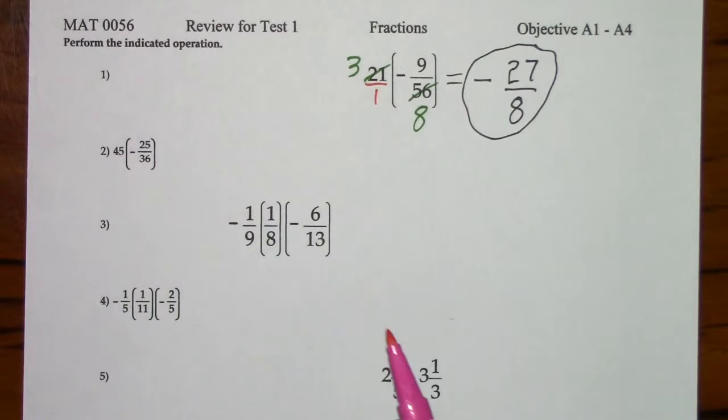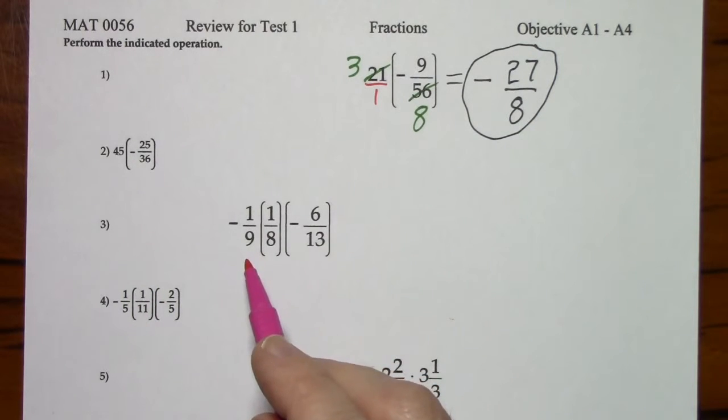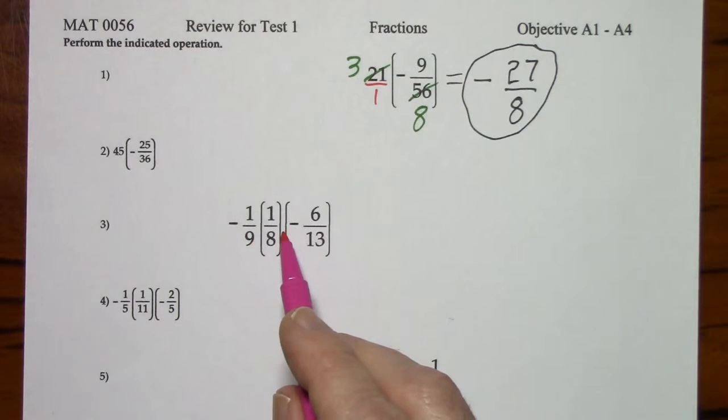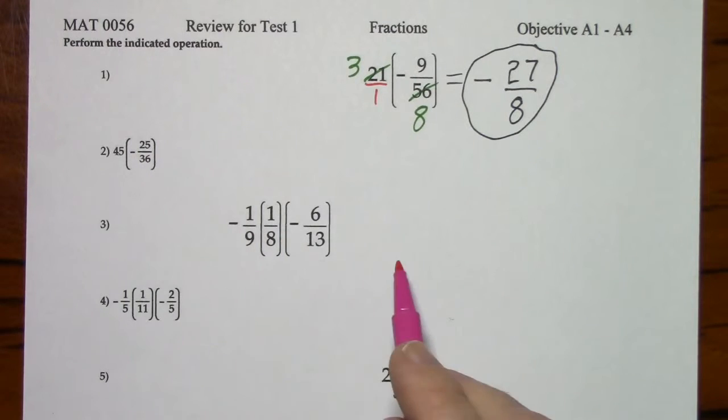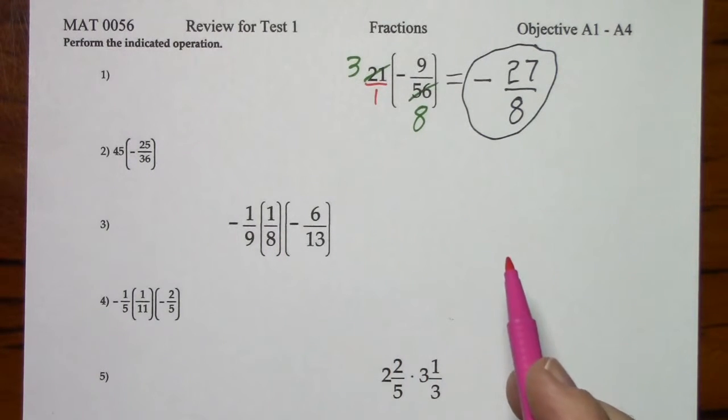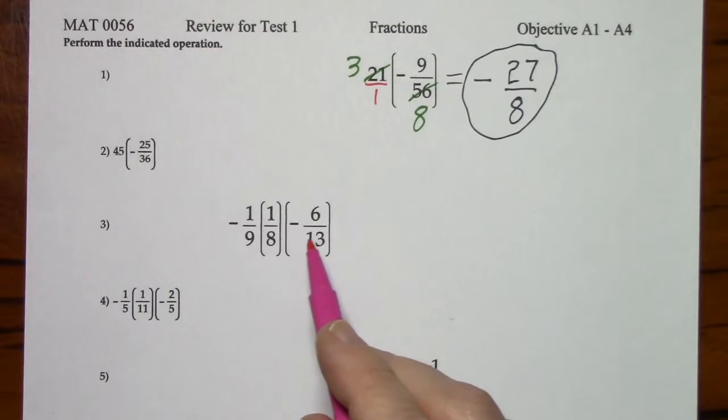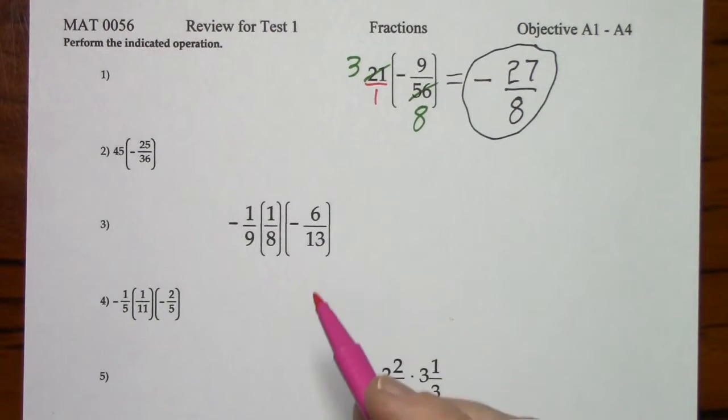Looking at number 3, a number next to parenthesis or parenthesis next to parenthesis means to multiply. We'll be going straight across. Negative times negative is a positive. Prior to multiplying, I want to reduce by common factors.